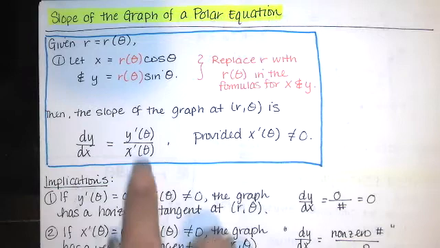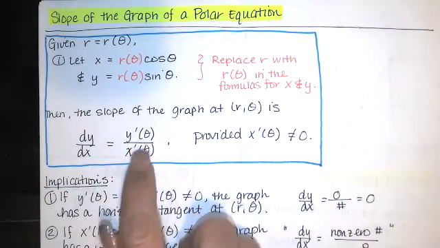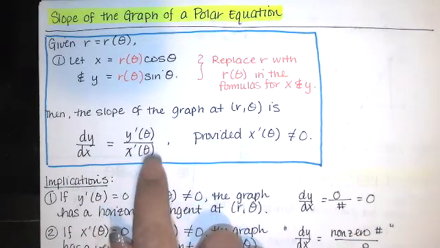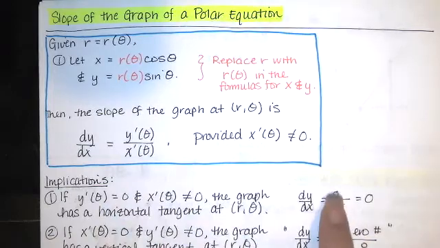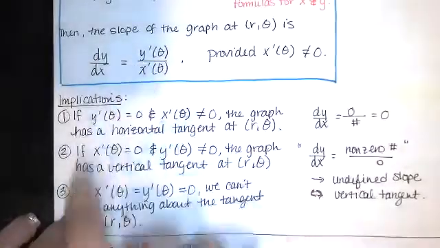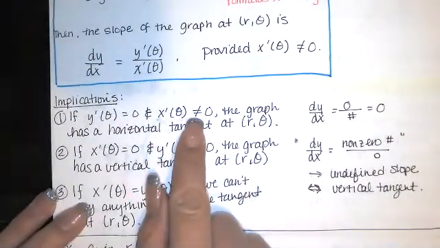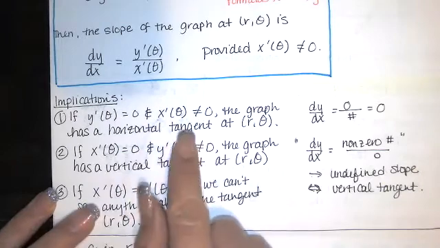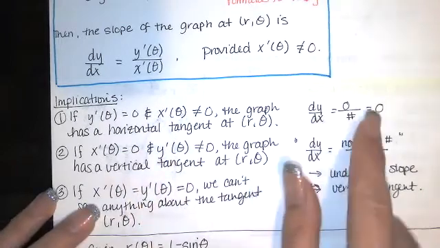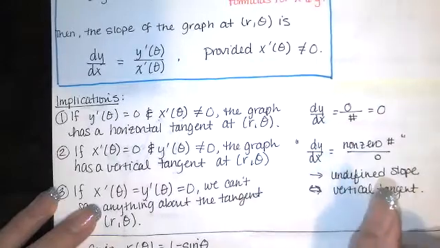Now, if the numerator is 0, but the denominator isn't, well, then we're going to have a 0 divided by some non-zero number, so we'll get 0. So here are some implications of this formula. If y prime is 0, but the denominator, x prime, isn't, we have a horizontal tangent line. So that slope is going to be 0.